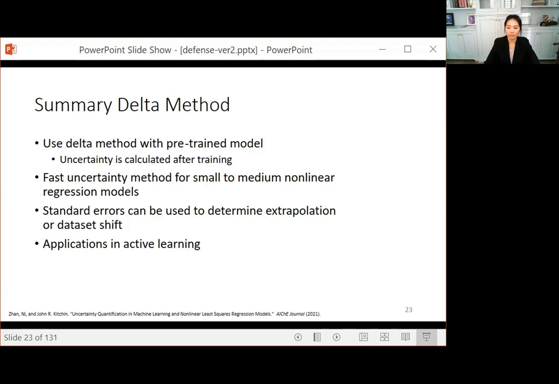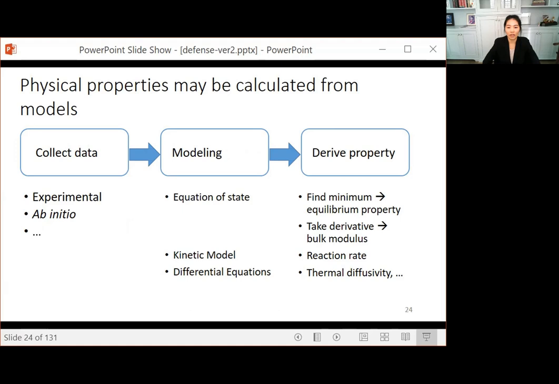So we're going to talk about a more general view of uncertainty now. And the idea here is that physical properties can be calculated from models. And the general process is that first we collect some data. It could be experimental or ab initio. And then we do modeling. And this could be such as an equation of state. It could be a kinetic model or differential equations like heat and mass transfer.